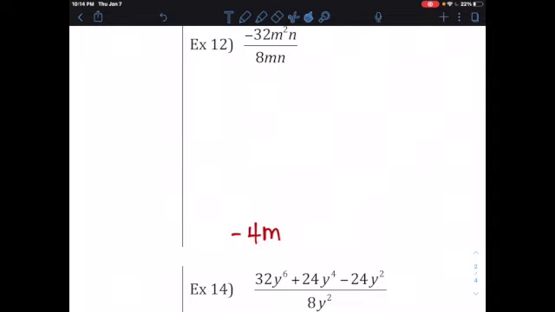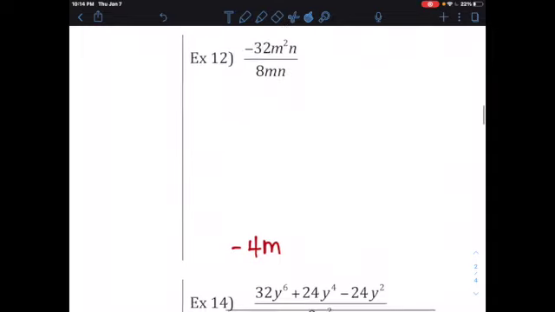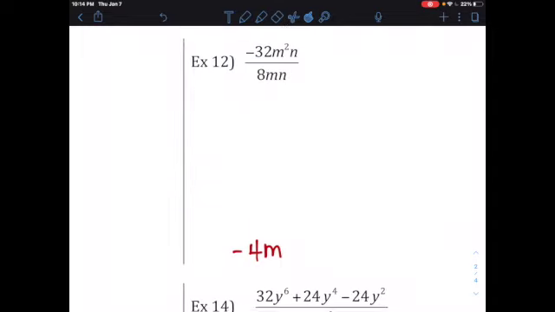12 should be negative 4m. Because negative 32 divided by 8 is 4. M squared over m, one-to-one coverage, 1 m left on top, and the n's cancel out. Really, technically, that's 1. But anything times 1, that 1 does not exist anymore. It's just whatever it is. So negative 4m times 1 is still negative 4m.